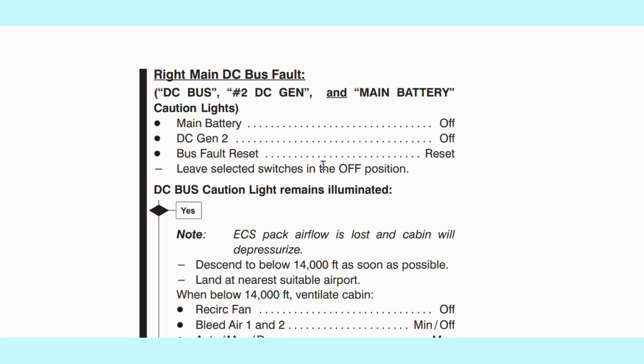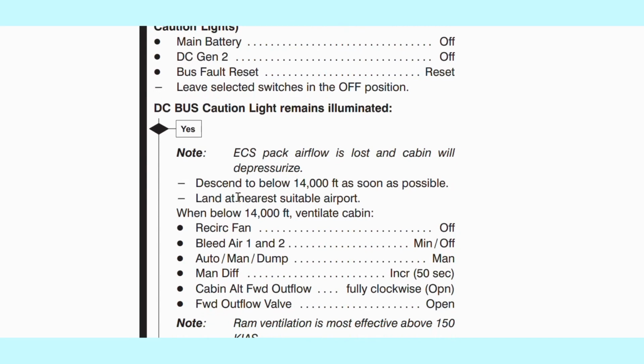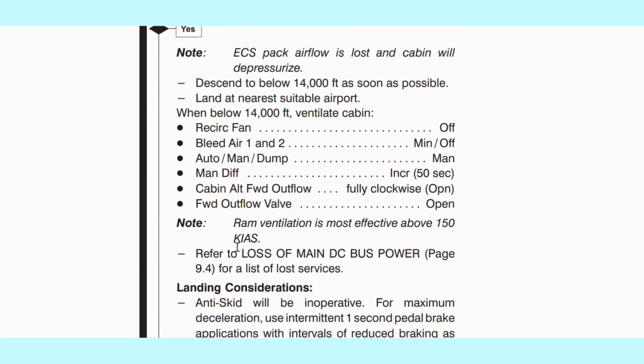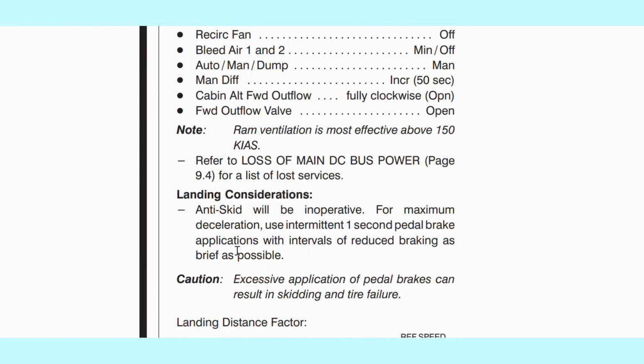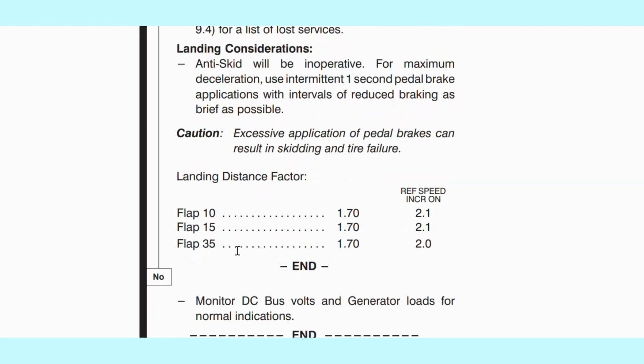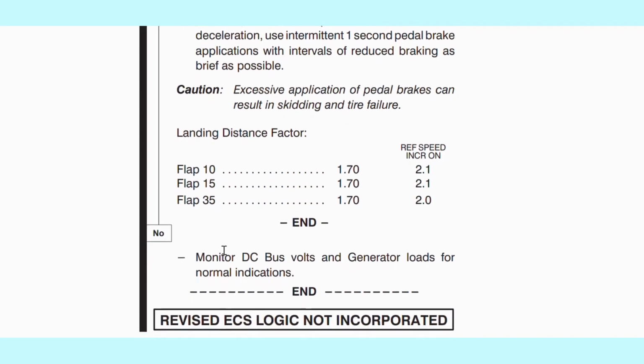Okay, DC bus caution lights remains illuminated again. Now here it says the same thing. All right, and again you just have to actually follow all this, pretty much self-explanatory. I don't need to go bullet point after bullet point on this. Landing distance factor, basically you multiply these numbers by the landing distance that you have, unfactored landing distance, to see if you are still within the required landing distance of the aircraft, depending on which flap setting you're going to use. Okay, and again this is revised ECS logic not incorporated.